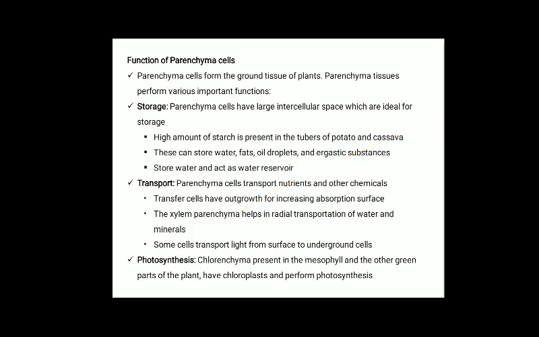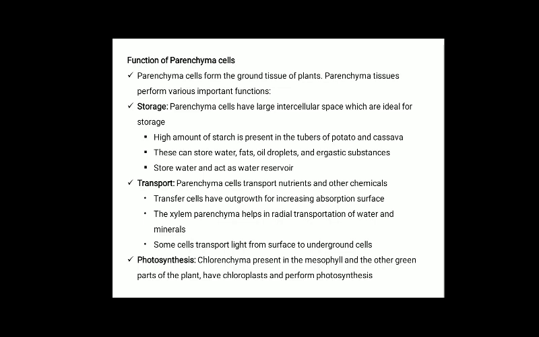Then functions of parenchyma cells. Parenchyma cells form the ground tissue of plants. Parenchyma tissues perform various important functions which include storage. Parenchyma cells have large intercellular spaces which are ideal for storage. High amount of starch is present in the tubers of potato and cassava. These can store water, fats, oil droplets, and ergastic substances. Parenchyma store water and act as water reservoir.